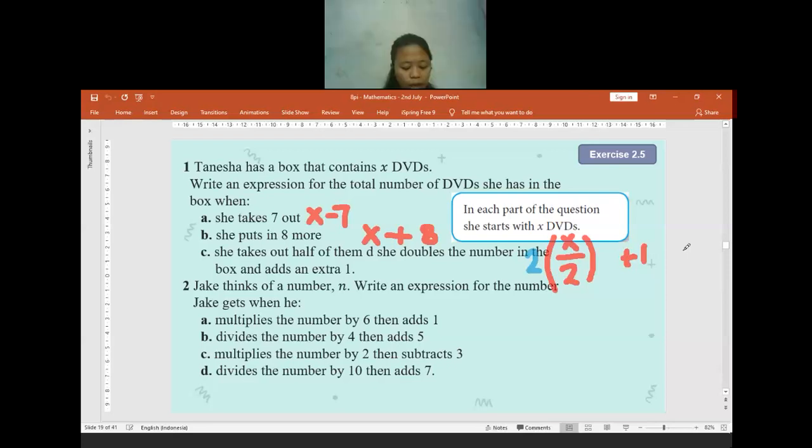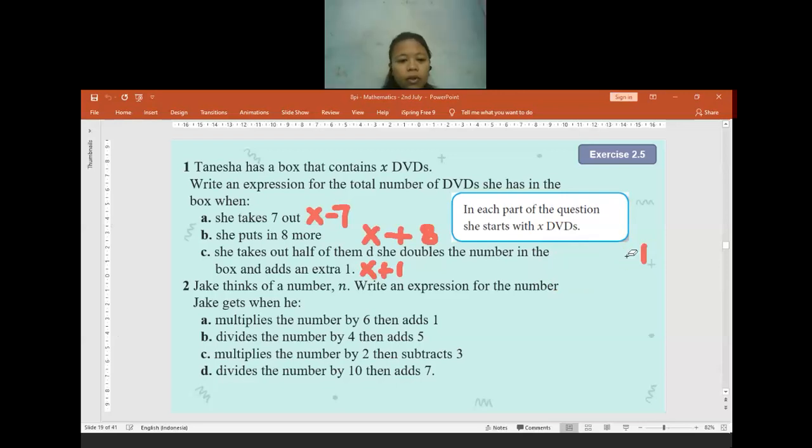Is there anyone who disagrees with the answer? No, teacher. Or is there anyone who is confused? Oh, it's different from your textbook, or maybe I typed it wrongly. Oh, sorry. This is for the D. Oh yeah, they are separate numbers. Okay, then. Thank you, Kalista. So this is a different question.